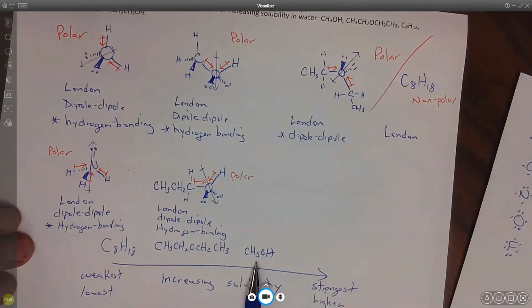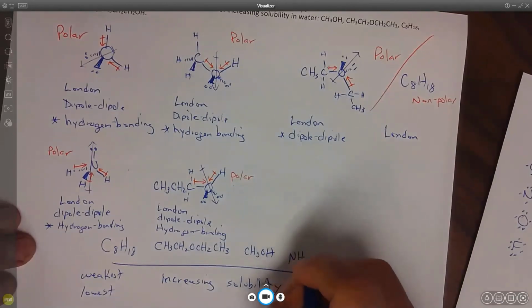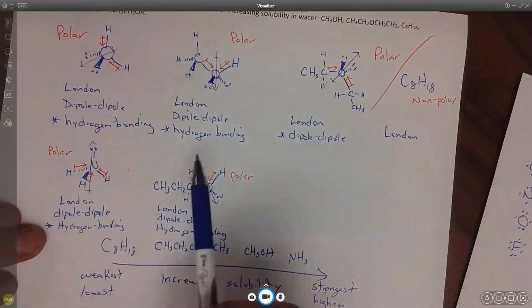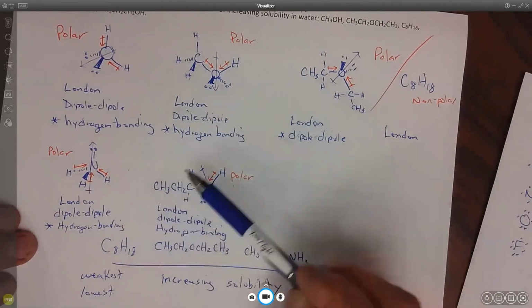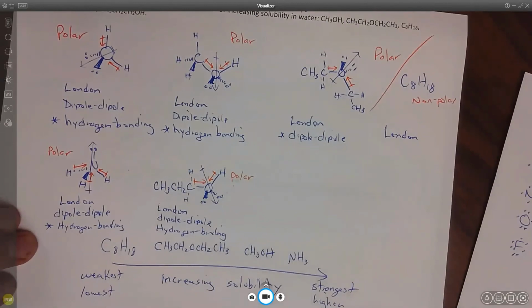The right. Okay, why to the right? You're correct. Because of hydrogen bonding forces? But they both have that. They both have London, they both have dipole, and they both have hydrogen bonding. So why is this one actually to the right of this one? Anybody want to help her out?